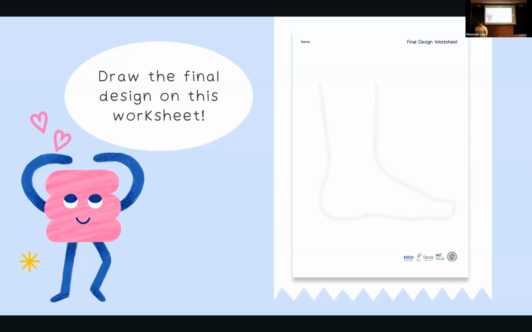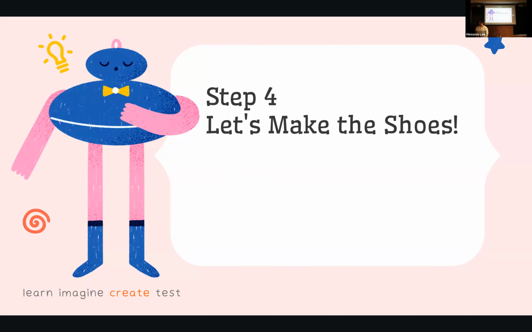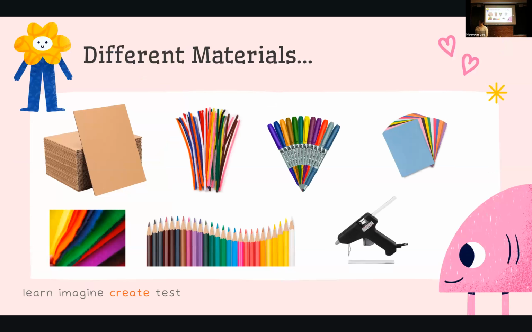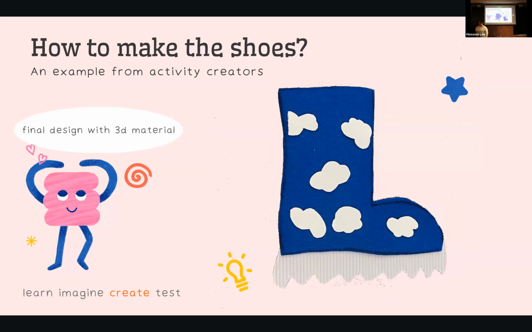And then we also created a template for the final design, so the students can draw and make their model based on the template. For step 4, we'll ask students to use different materials such as cardboard, felt, pipe cleaners, and construction paper to cut out and glue their design onto the drawing. Some examples of materials, and that's our example of making the shoe. And that's the final design with 3D materials.